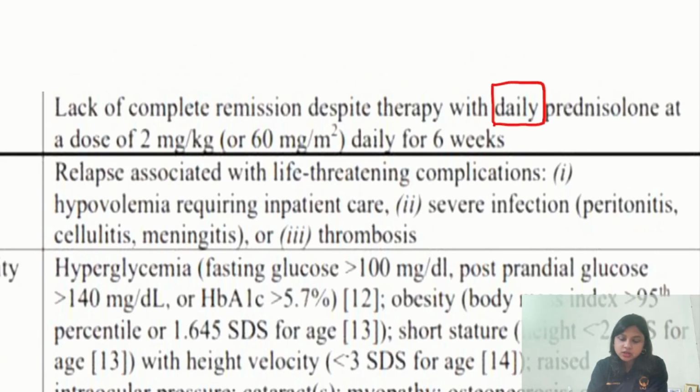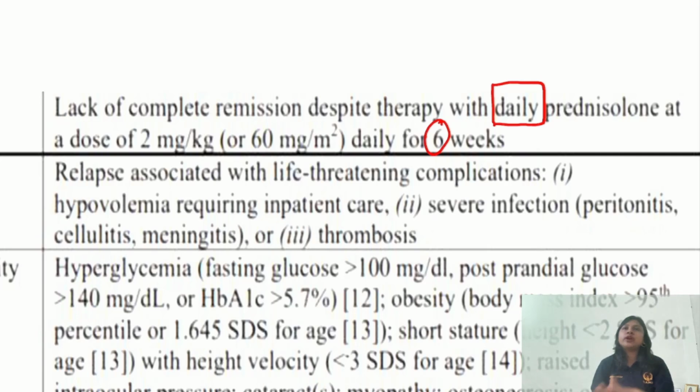Very important this term, daily prednisolone, at a dose of 2 mg per kg or 60 mg per meter square daily for 6 weeks. So this is a very repeated MCQ, that how long, and it underwent a recent change. So it's 6 weeks. Daily prednisolone 6 weeks. उसमें भी remission नहीं हो रहा है, तो steroid resistant nephrotic syndrome.